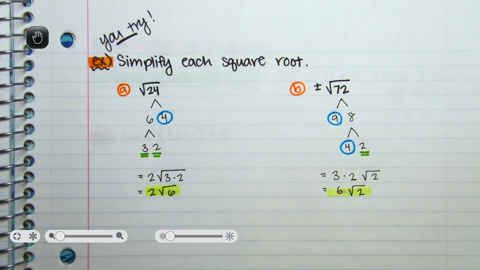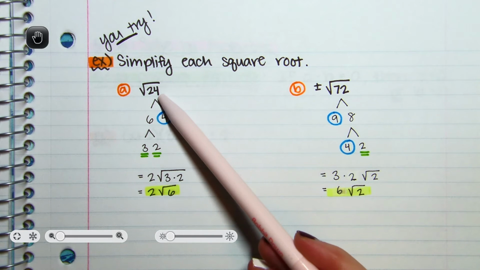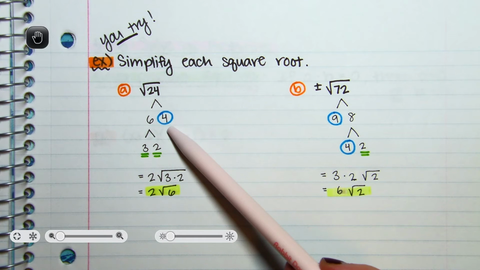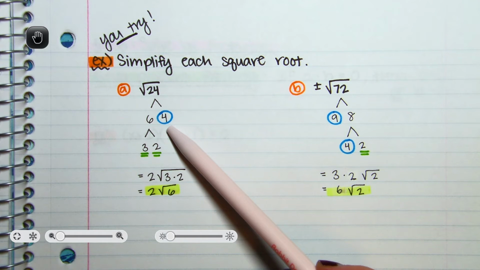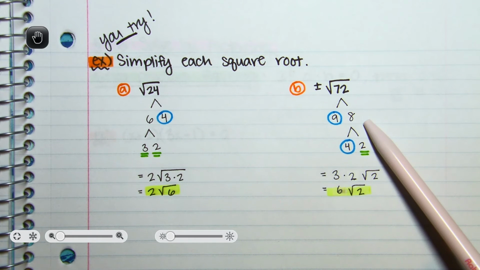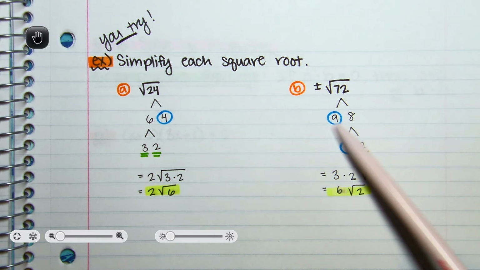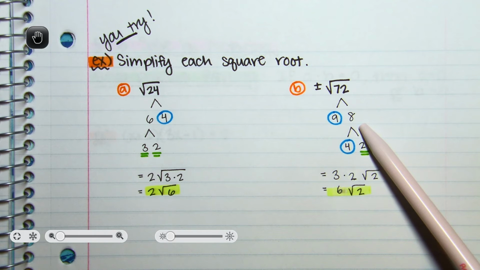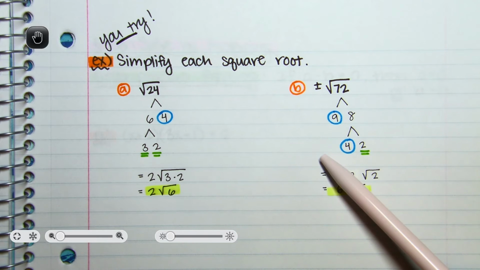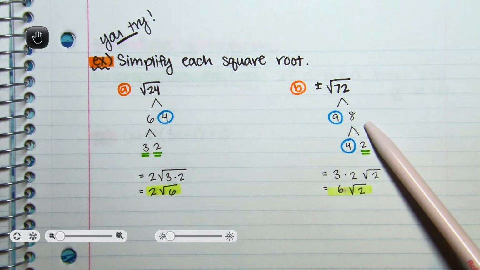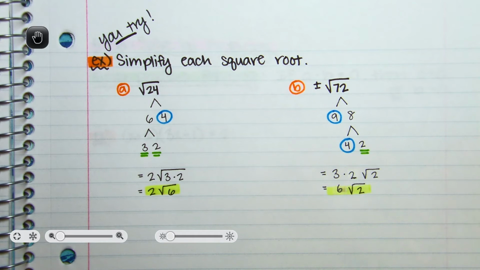Now, an important thing that I want to point out is there is more than one correct way to do these. So for example, 24, the first thing that came to mind for me was 6 times 4, but you may have also chosen to do 12 times 2 or 8 times 3. Same thing with 72. 9 times 8 is the first thing that comes to mind for me, but you may have thought of different numbers for yours instead. For example, if you had done 36 times 2, 36 is a perfect square and you could have stopped. You wouldn't have to draw your little tree down any further.